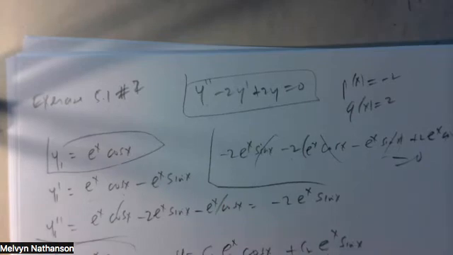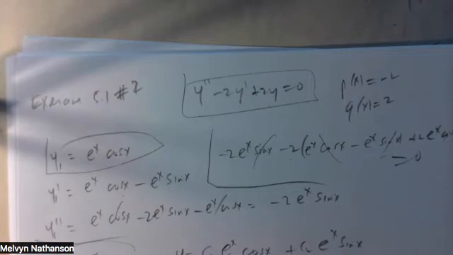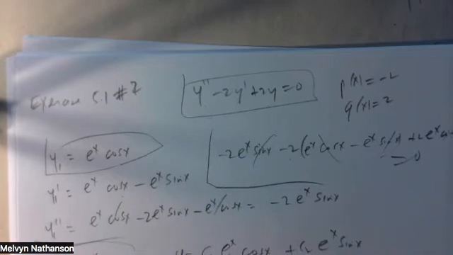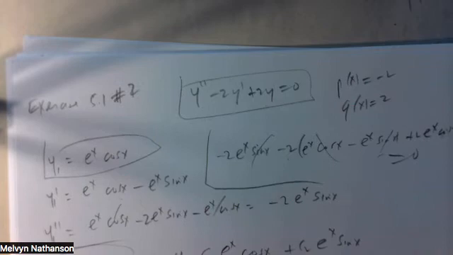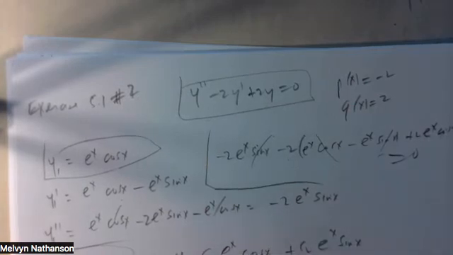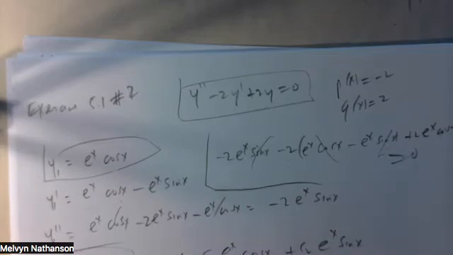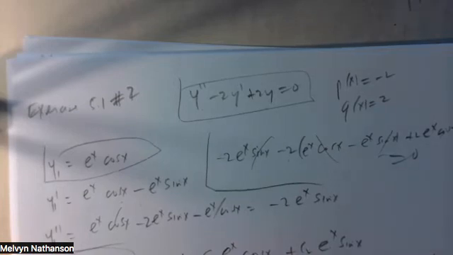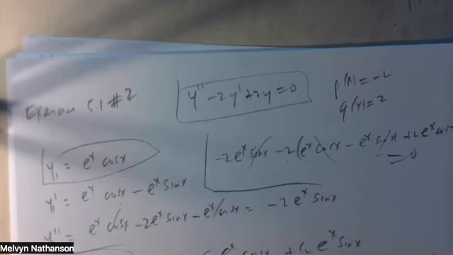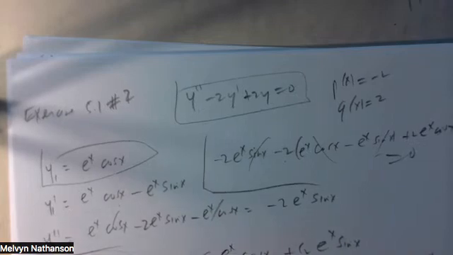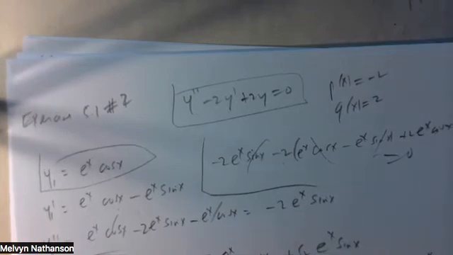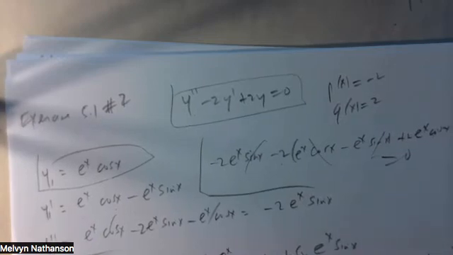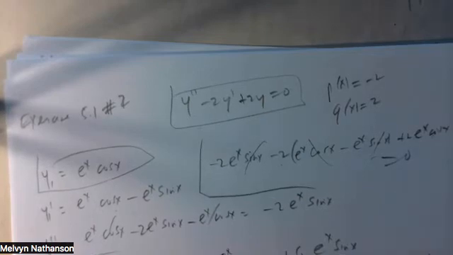Let's see, so if this is y, y prime is c1 times e to the x cosine x minus e to the x sine x, plus c2, differentiate this, e to the x sine x plus e to the x cosine x. Let's see, what does that equal? I can factor out an e to the x from everything. And then I have c1 times cosine x minus sine x plus c2 times sine x plus cosine x, or cosine x plus sine x. That's y prime.